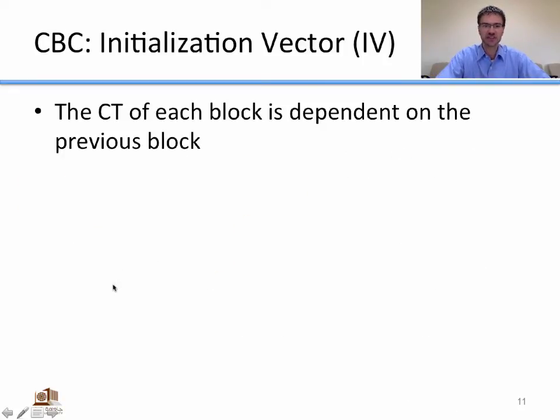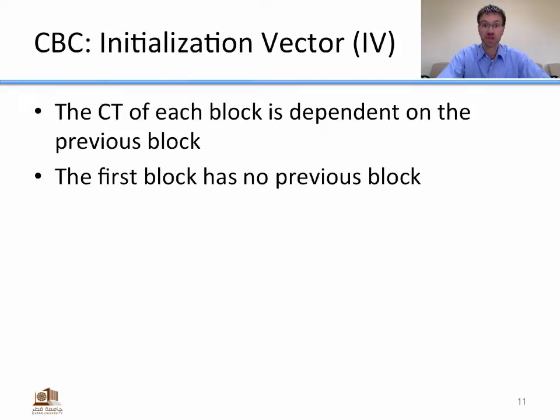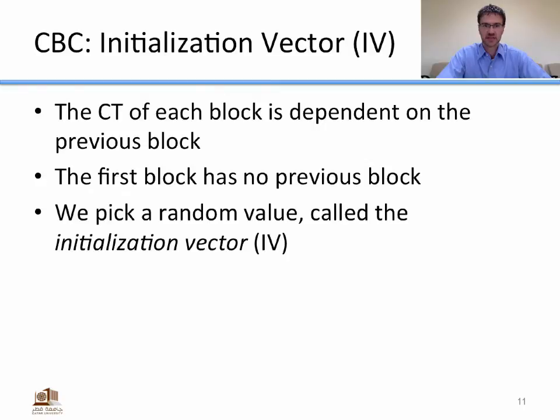An initialization vector is put in place because the ciphertext of each block is dependent on the previous block, and the first block has no previous block. It's the first block of data. There's nothing that came before it, so you can't exclusive OR it with the previous ciphertext. There is no previous ciphertext. So we pick a random value. We call it the initialization vector, and we use that as if it were the previous ciphertext block.